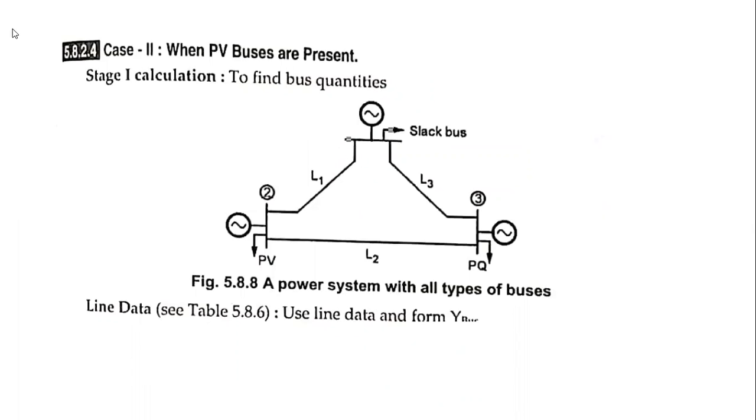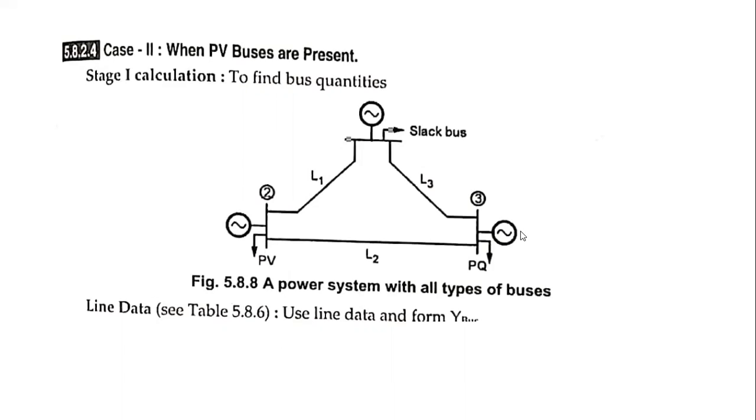Next, coming to case 2, when the PV buses are present. In the previous derivation, we calculated the case when the PV bus is absent. In the present case, we are taking the case when PV buses are present. Next, find the bus quantities.